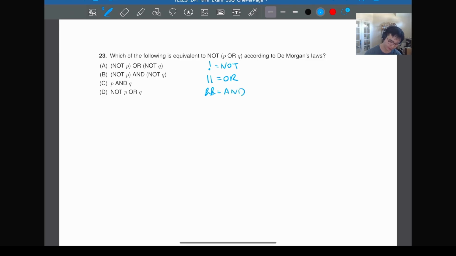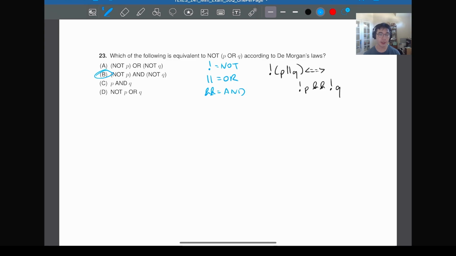So, not (P or Q) is equivalent, the same thing as, not P and not Q. So if you know DeMorgan's law, this really helps. We can see that choice B is the correct answer.